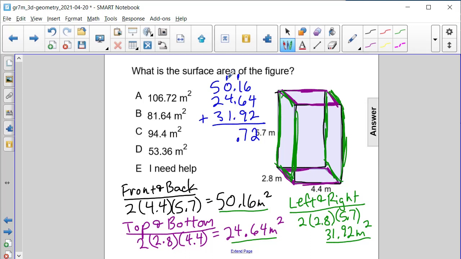So we have 7/10 and 1 whole number that we can place into the ones column to add up all of our ones. So we have 1 plus 4 is 5 and 1 more is 6. And then 5 and 2 is 7 and 3 more is 10. So we have 106 72/100 square meters as the solution to this problem, or answer choice A.